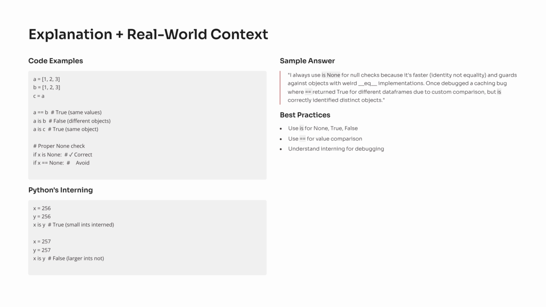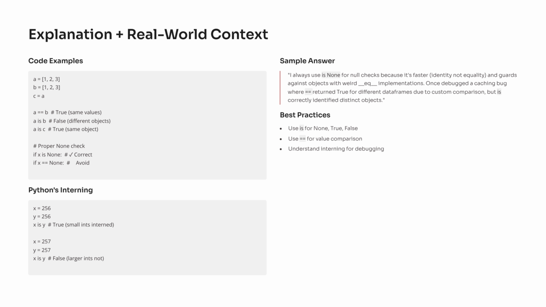There's another interesting twist, Python's interning. For small integers or very short strings, Python sometimes reuses the same memory location internally to save space. So when you check identity on small numbers like 256, you might get true. But for larger numbers, like 257, you won't, because they live separately in memory.